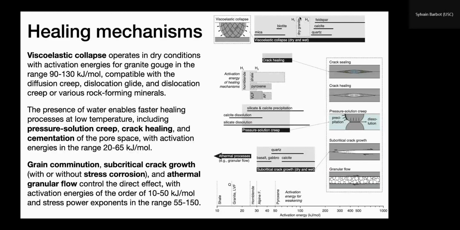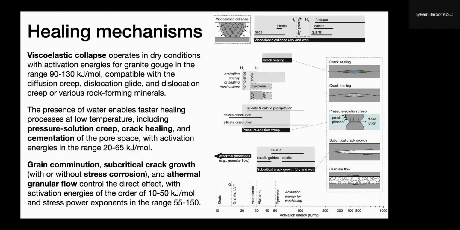So at the very bottom of this plot, you have these vertical bars, and they are the different values found for the activation energy of the direct effect, so Q, and that's basically lower than 50 kilojoule per mole. And above you have the range of activation energies for different mechanisms: subcritical crack growth, pressure solution creep, crack healing, viscoelastic collapse. And I added the activation energy for healing H1 and H2. So there's two healing mechanisms to fit the data on top of that. So we can directly compare.